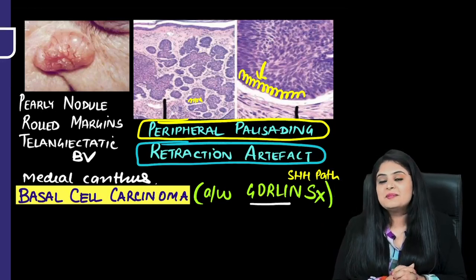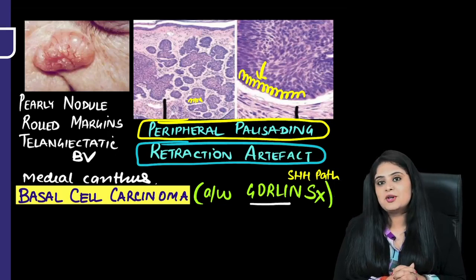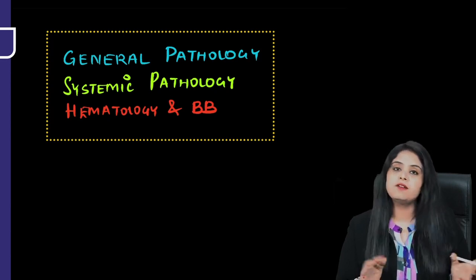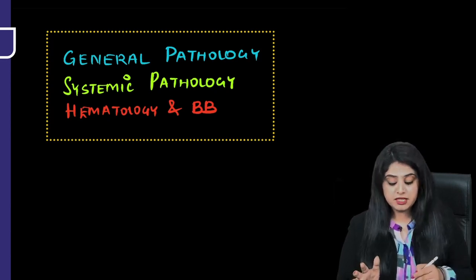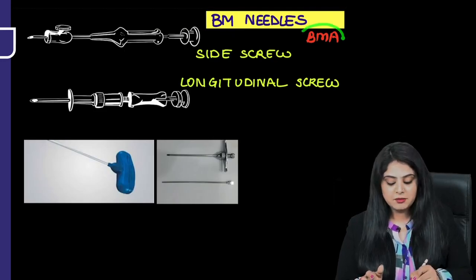So yes, this is going to be the end of systemic pathology, and the last part left for images is hematology. Let's begin with the last part of pathology, and that includes our hematology section. Now, under this, we are going to have hematology and blood banking both. Let's begin with the first one, which is the most important image nowadays, and that's the bone marrow needles. So first, the bone marrow aspirate needle.